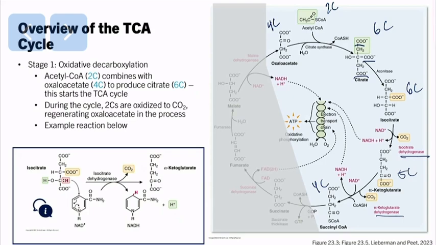Because this is a cycle, we now need to regenerate oxaloacetate. Sorry, and just as a note here on an example of what these dehydrogenation reactions are, we call them a dehydrogenation reaction because we're taking a hydrogen with its electrons and transferring it to something else. So in this case, we're taking the hydrogen here from isocitrate, transferring it with its electrons to NAD+, making NADH, and resulting in the decarboxylation occurring and generating alpha-ketoglutarate.